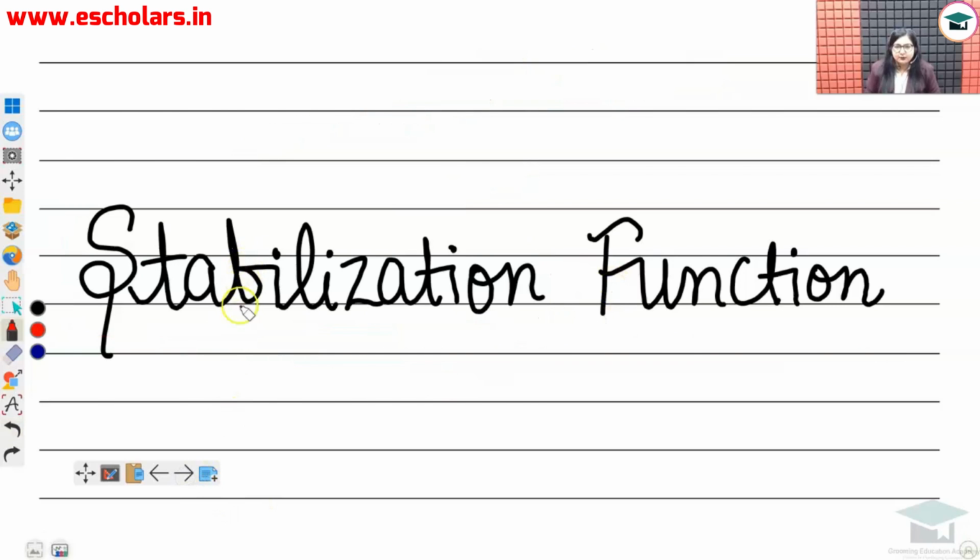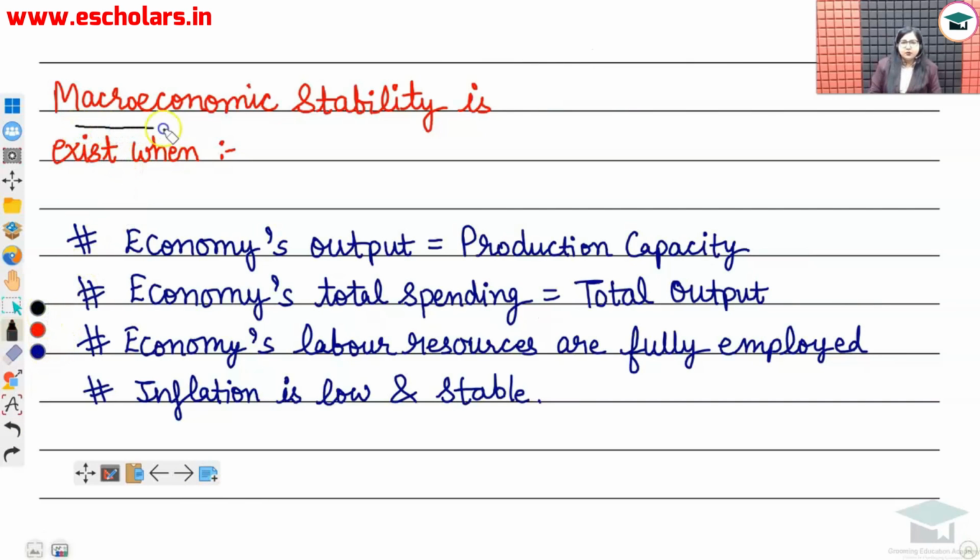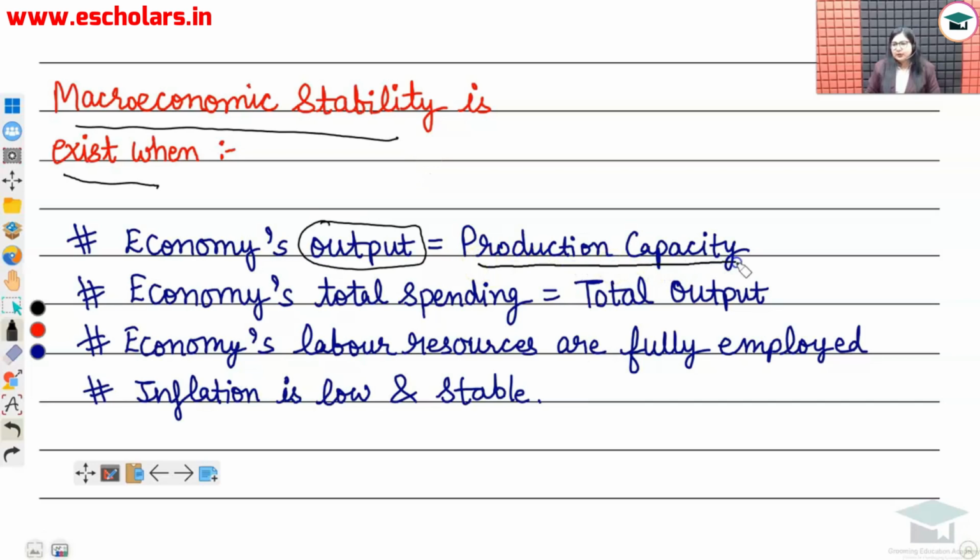So let's have a look. See students, macroeconomic stability is said to exist when the economy's actual output, the output which is actually created in the economy, is equal to its production capacity.